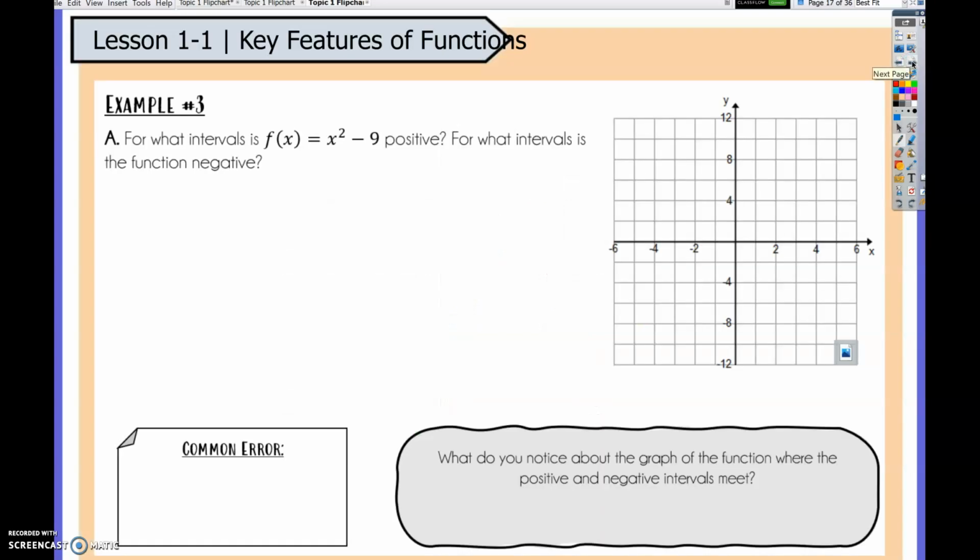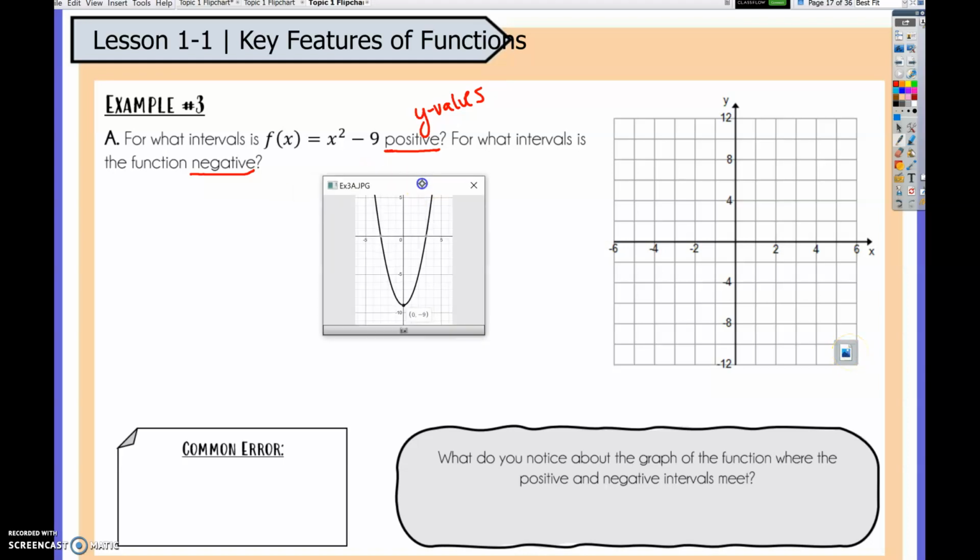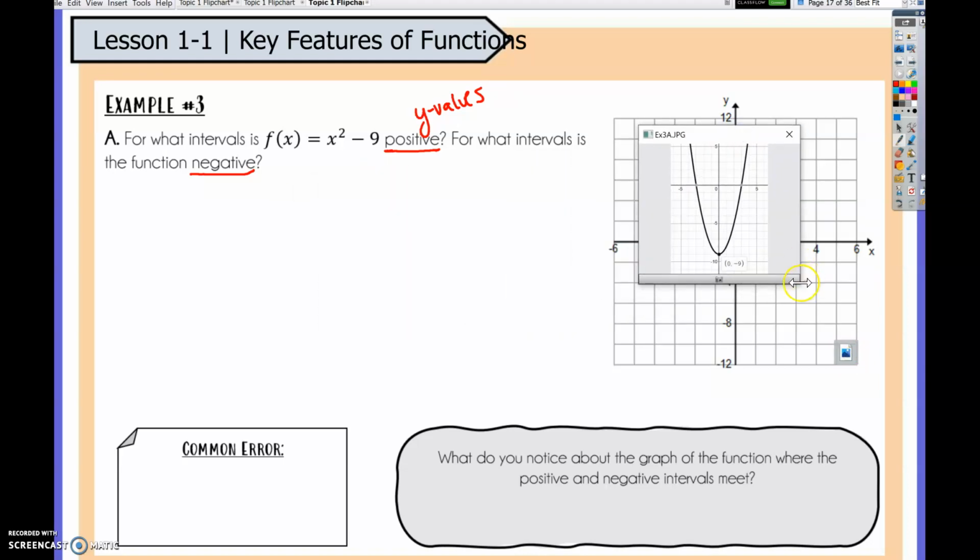For example 3, they want to know when x squared minus 9 is positive and negative. Remember, that means positive y values, so above or below the x-axis. You may use any graphing device to view this graph, but here I have a picture of one, x squared minus 9. It is positive when it's above the x-axis, or it has positive y values.